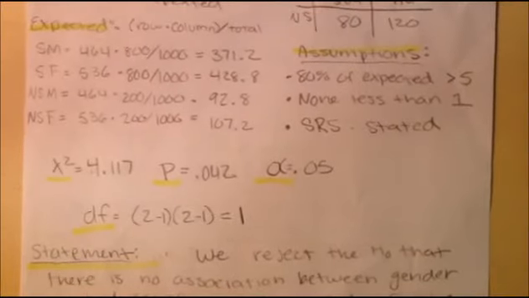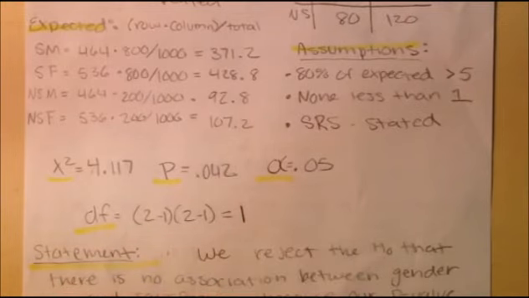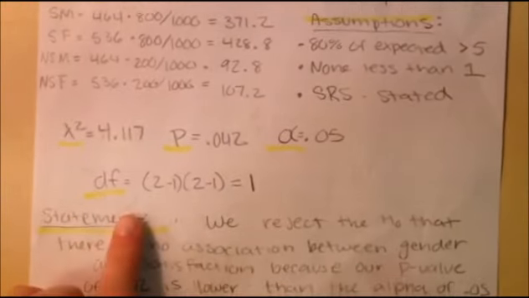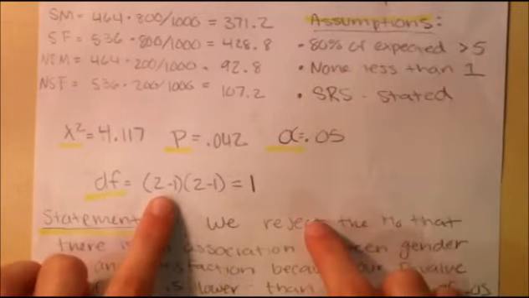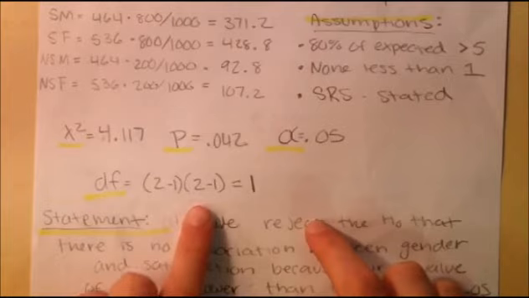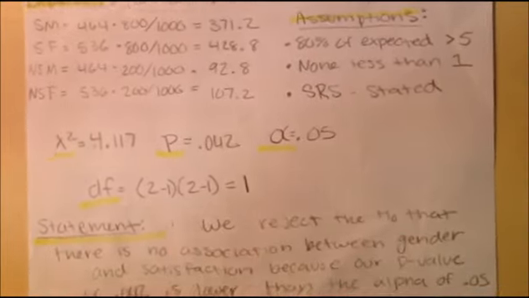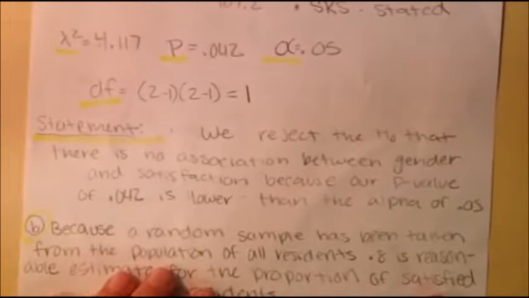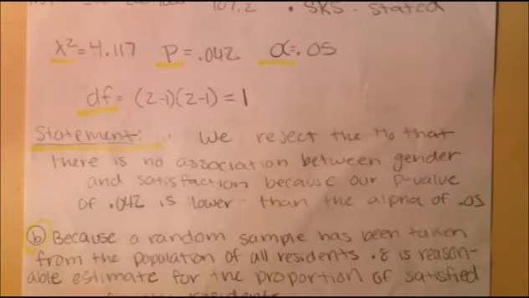So I went ahead and wrote down all the information here: the chi-squared, p-value, and our alpha value that was stated in our question, and then the degrees of freedom. Just to explain how you got that, you do the first 2 categories, male and female, subtract 1, and then you multiply that by the second 2 categories, satisfied and not satisfied, minus 1, and that gives you degrees of freedom of 1. And now we can make a statement using that information. We reject the null hypothesis, so there is an association between gender and satisfaction, because our p-value of 0.042 is lower than our alpha value of 0.05.